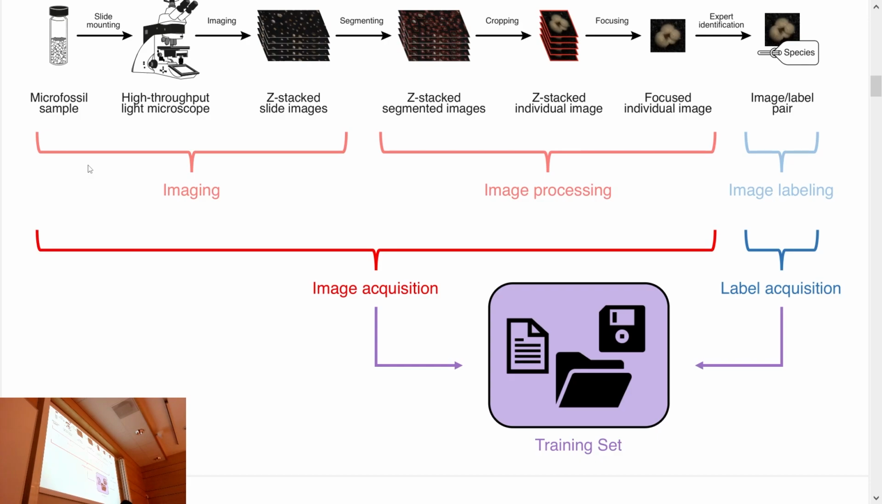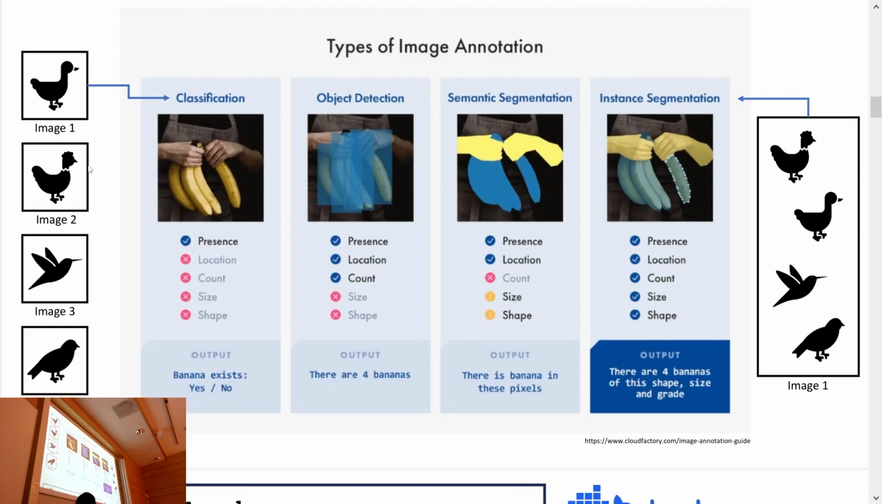But actually, I'm going to talk mostly today about the label acquisition part and a little bit about the image processing. The imaging is much more specific to the type of organism you're looking at and the type of problem you're trying to answer, so I won't talk about that so much. The image acquisition and label acquisition come together to produce your training set.